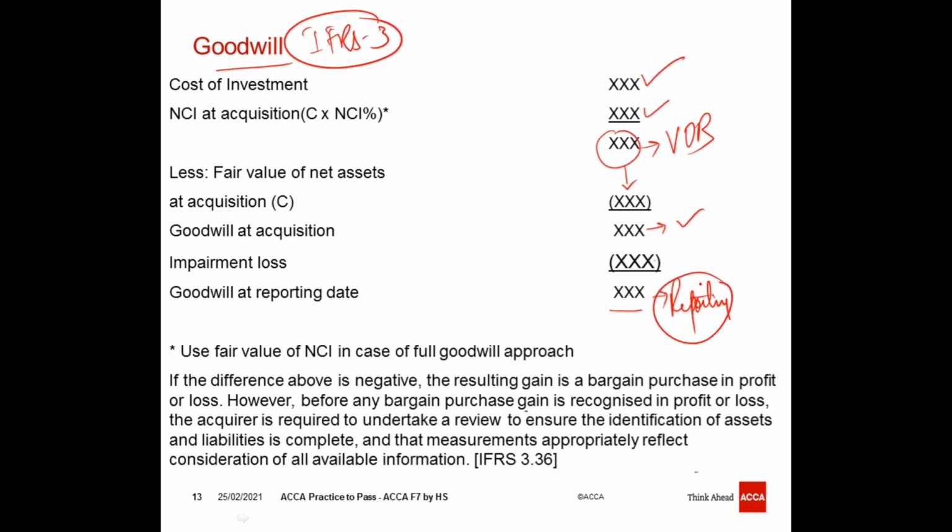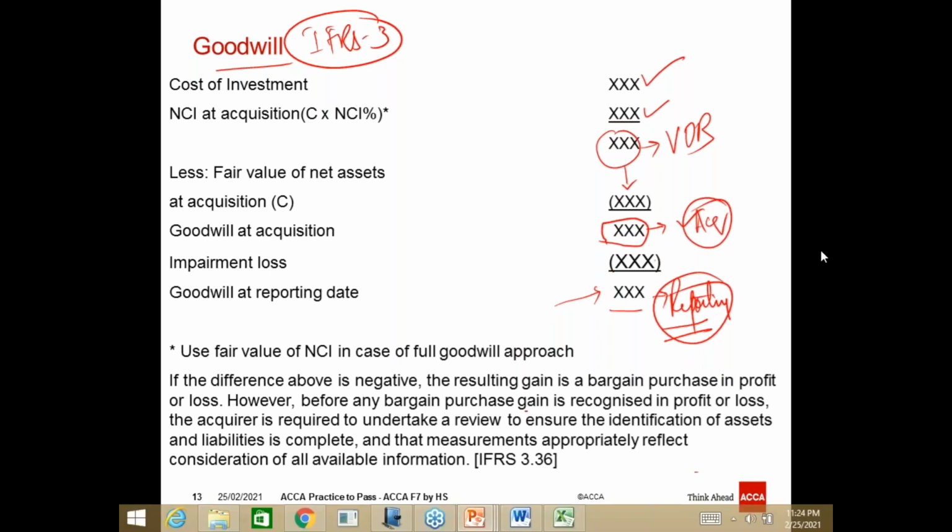So if the examiner clearly states you to identify the goodwill at acquisition, you do not need to deduct the impairment loss. You only report this goodwill before the impairment. But if the question specifically mentions you to identify the goodwill at reporting or at the year end, then you need to deduct the impairment loss first before reporting the amount. PURP is not adjusted because PURP was not given in the question.